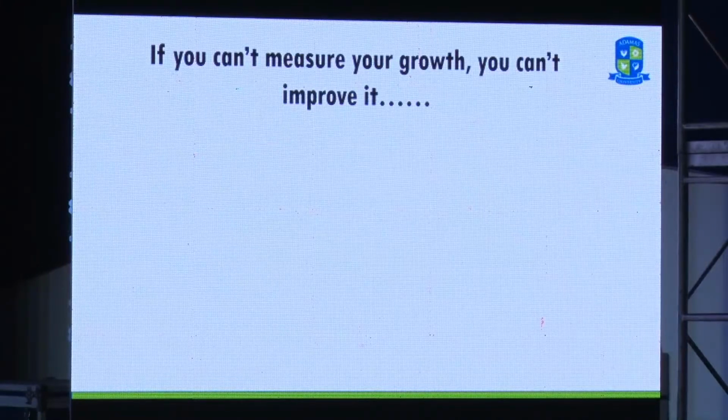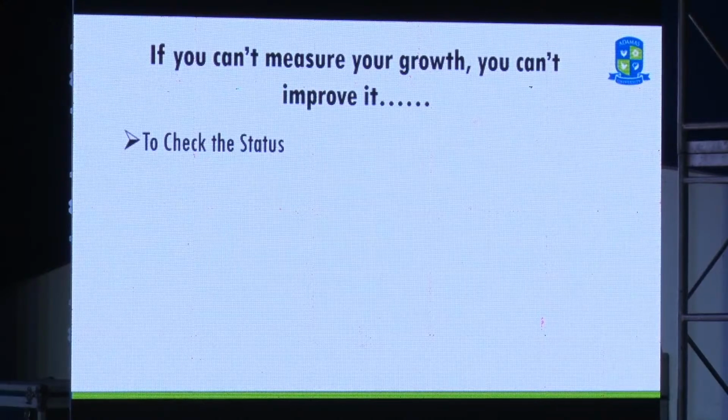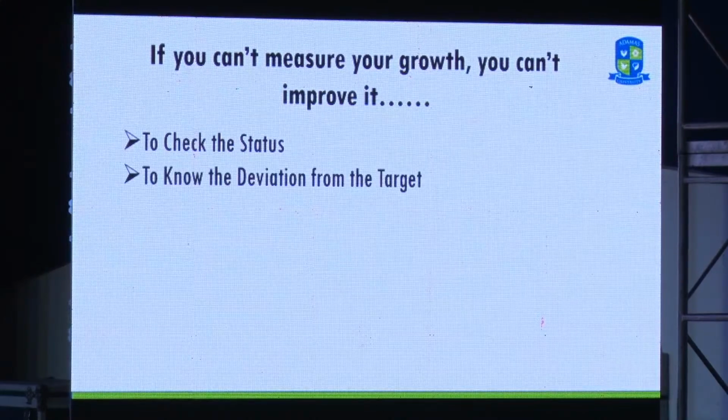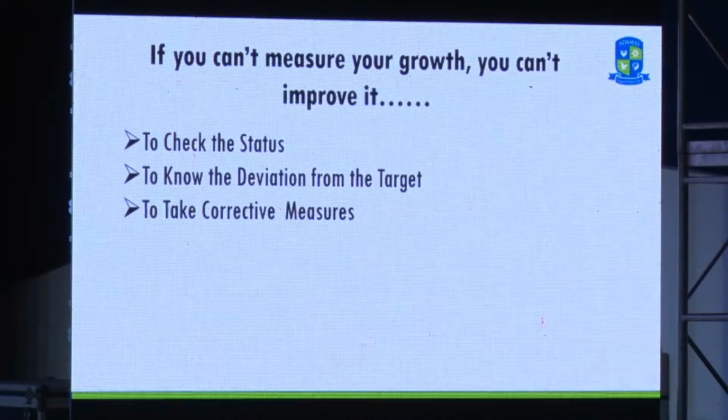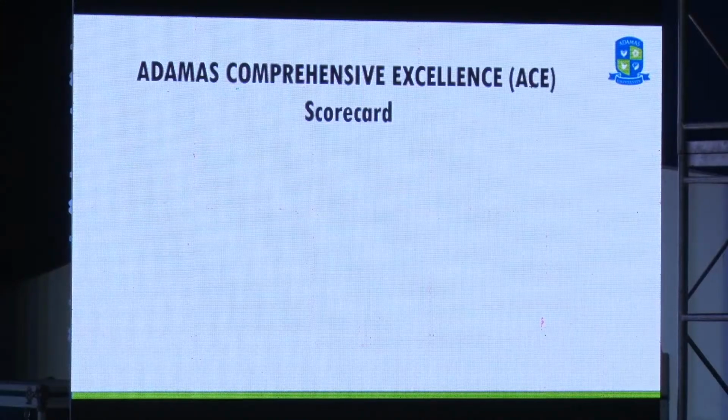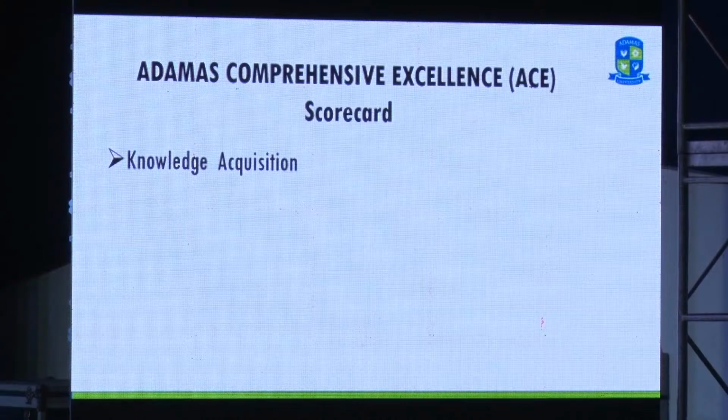As already mentioned, if you can't measure your growth, then you are not able to improve it. That's why you can check your status, where you are actually standing. If you are deviating from your proper direction, then you can take corrective measures to bring yourself back onto the right path. That's why the Adamas Comprehensive Excellence Scorecard is very important, and knowing this is also very important. There are three main components in the Adamas Comprehensive Excellence Scorecard.